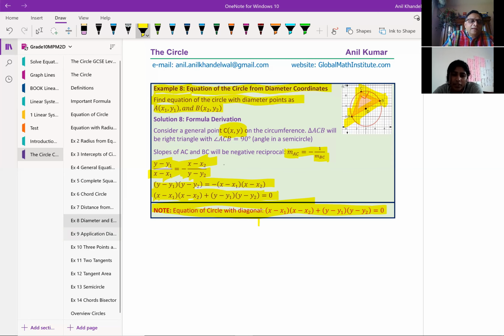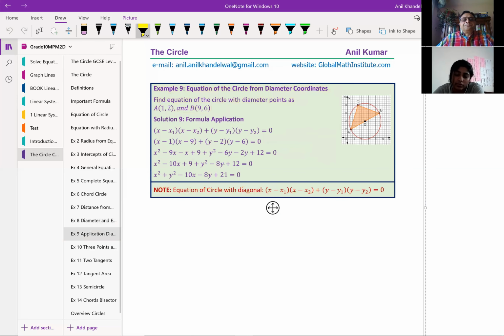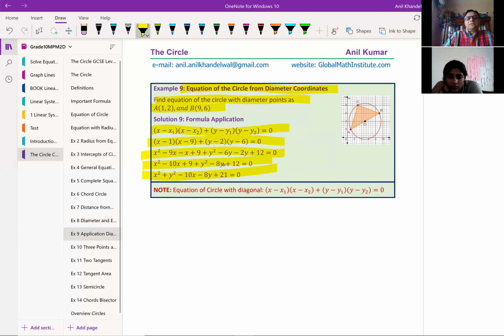Example 9. Equation of circle from diameter coordinates. This is just practice on the formula we just derived, an application. Find the equation of the circle with diameter points A as 1, 2, and B as 9, 6. We already know the formula. Substitute the x1, y1 values, expand, and you get your circle equation in standard form, which is x squared plus y squared minus 10x minus 8y plus 21 equals 0. Is that clear to you?